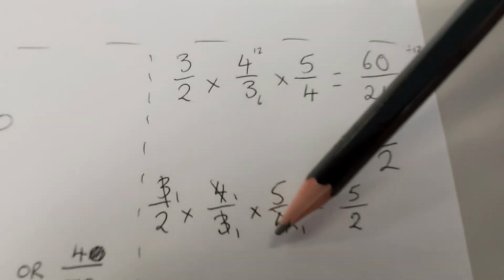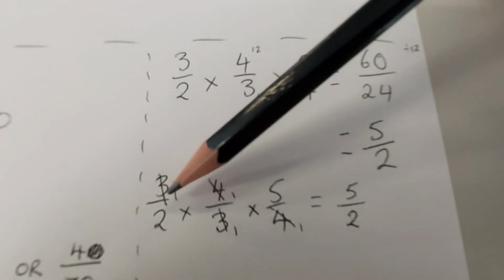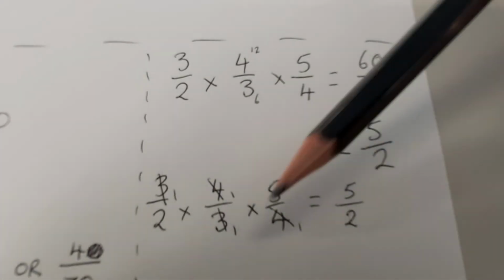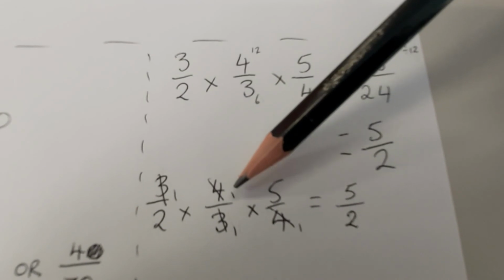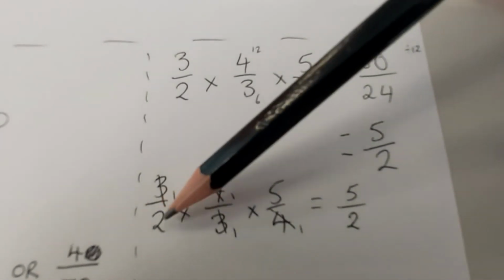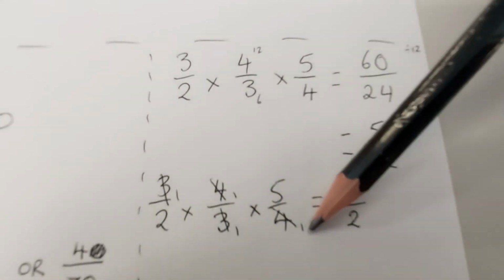4 goes into itself once, and it goes into 4 once. And I can't do anything with my 2 and 5. So 1 times 1 is 1. 1 times 5 is 5. 2 times 1 is 2. 2 times 1 is 2.